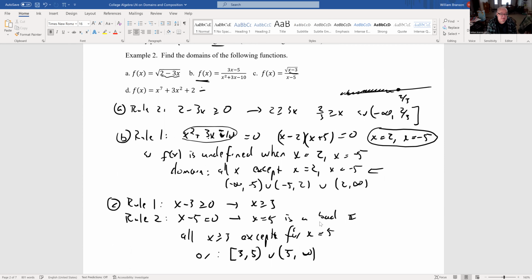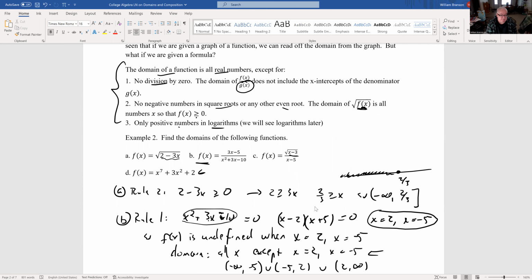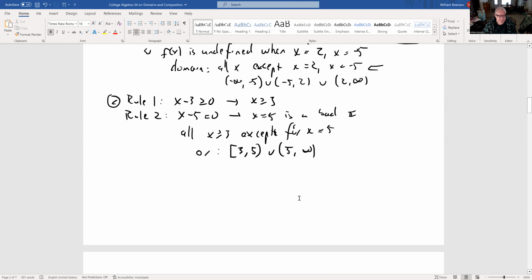The domain for this, well, there's no division, so rule 1 doesn't apply. There's no square root, so rule 2 doesn't apply. So its domain is everything. So division by 0 and square roots, those are a problem for domains.